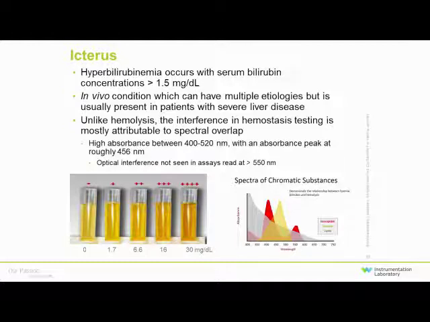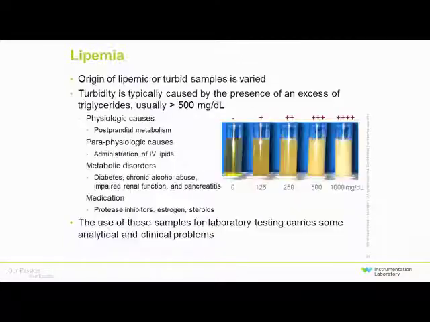Icterus occurs when the bilirubin levels increase above 1.5. And so this is an in vivo condition. It can have multiple etiologies, but most commonly is present in patients with liver disease. Unlike hemolysis, this interference is mostly attributable to the spectral overlap at which some analyzers read. So it has a high absorbance, which, as we talked about, is between 400 and 520 nanometers, and that peak is at 456 nanometers. So there is no optical interference in assays that read above 550. And again, Jack will talk about the optics of the top family system.